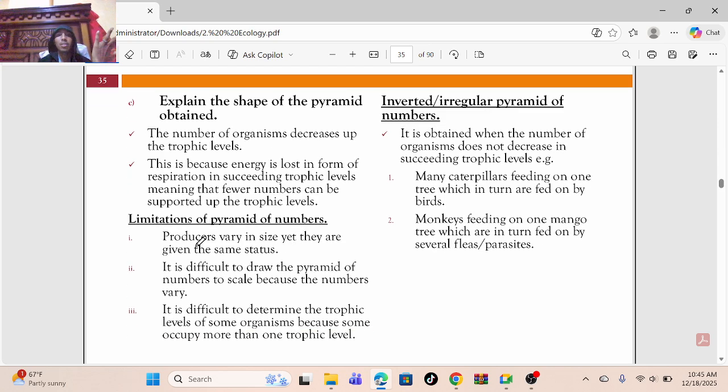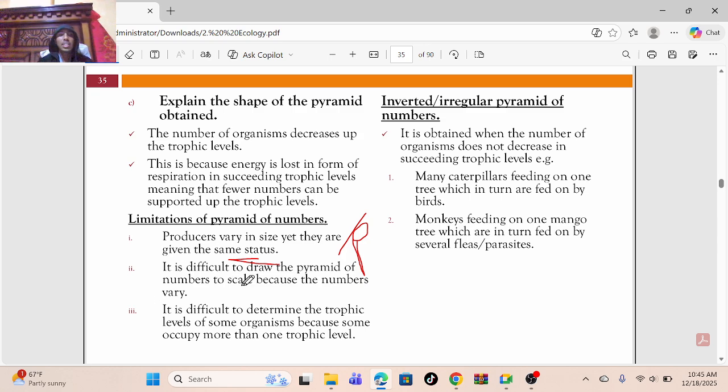So limitation, iko na disadvantage kama gani? The producers vary in size, yet they are given the same status. Yes, some producers vary in size. Kuna large plants, kuna small plants, lakini yet they are given the same status. Na hiyo status gani? Hiyo status inaitwa producer. We don't care how large they are, how small they are. They are all called producer.